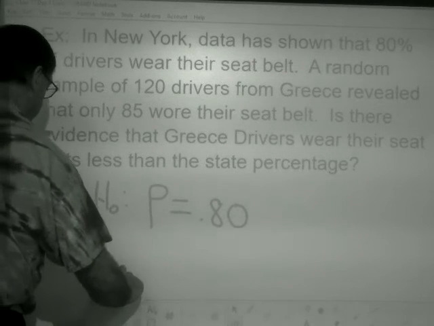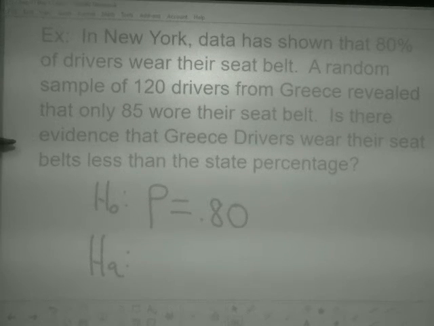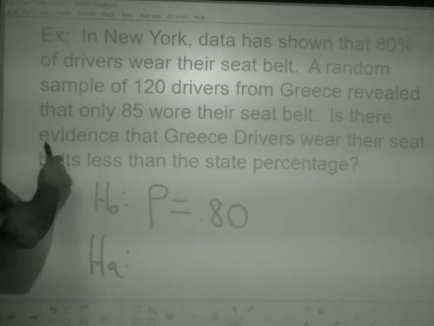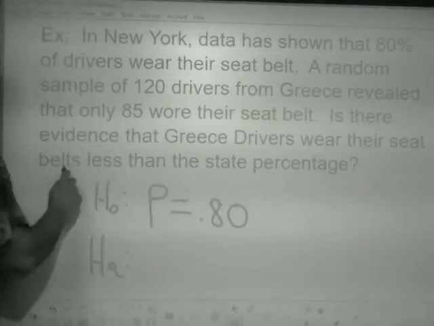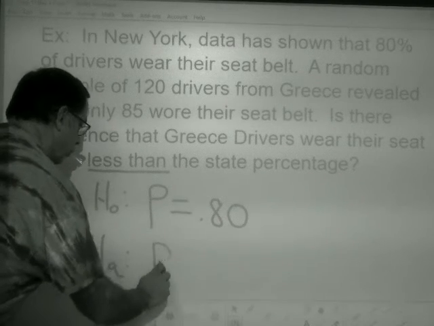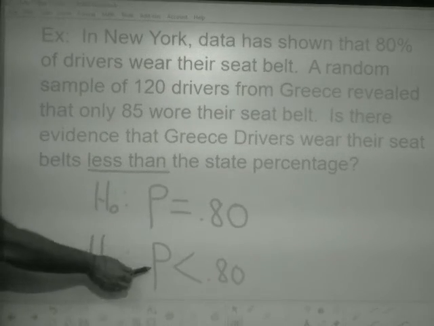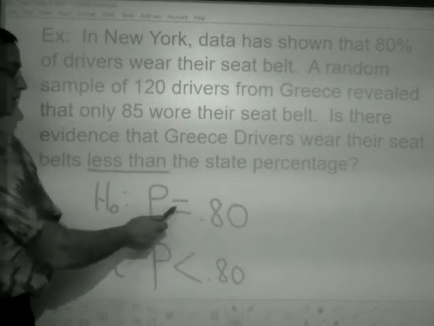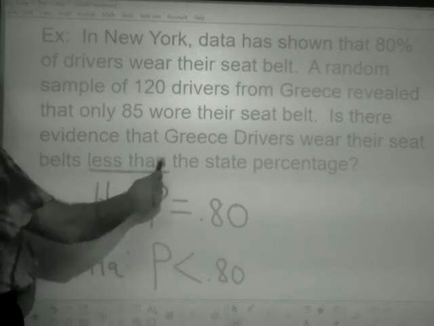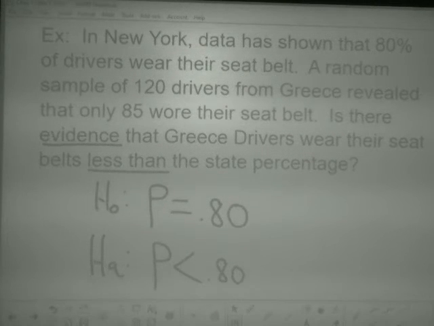My alternative hypothesis, HA, I have to ask myself, are they trying to find evidence that Greece is more than, less than, or just different than the state percentage? Is there evidence that Greece drivers wear their seatbelt less than the state percentage? So this proportion is less than the state percentage. Notice the symbol doesn't change, P. The number doesn't change. This number is always equals, and then this number is either less than, greater than, or not equal to based on what they want. Evidence of less than. So I've written H0, I've written HA.